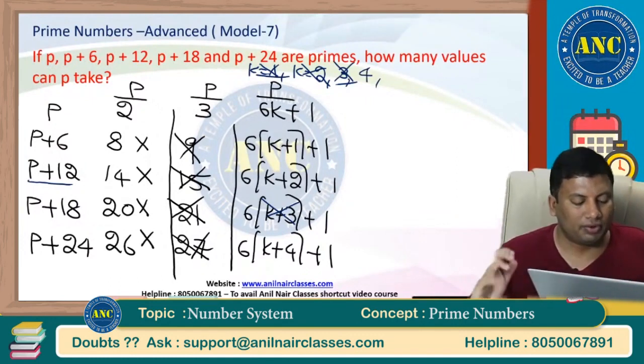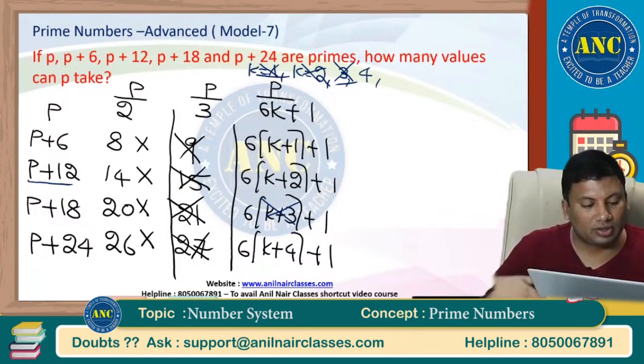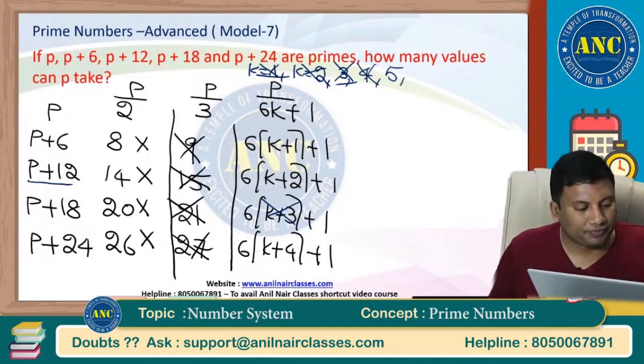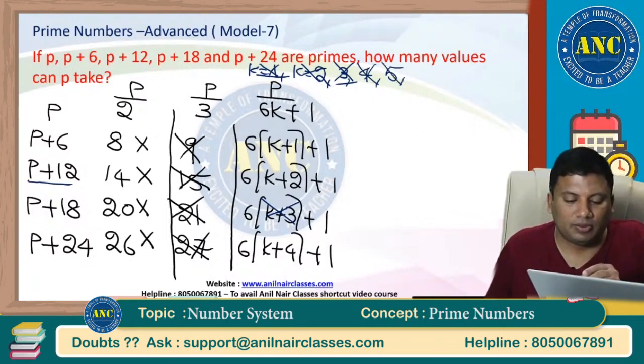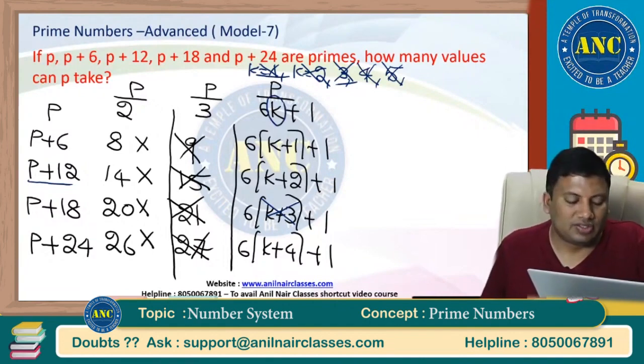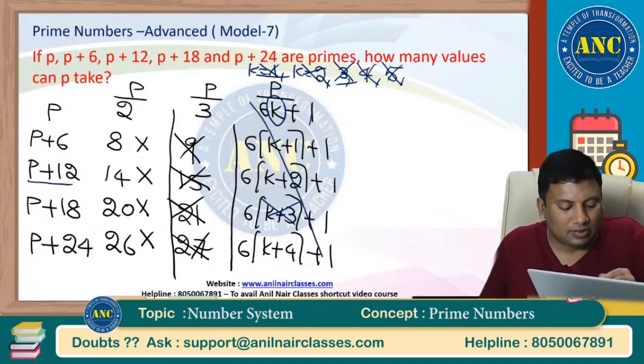K is 4. If I put k equivalent to 4, 25 is not possible. k equivalent to 5, 31. 31 plus 24 is not possible. I hope it is clear. So, the possible values of k will be 1, 2, 3, 4 or 5. In none of the cases is it possible.